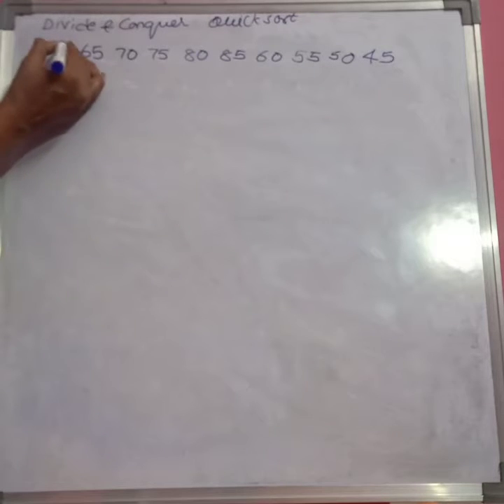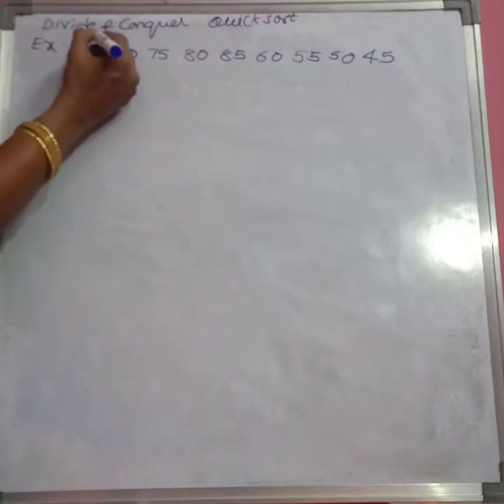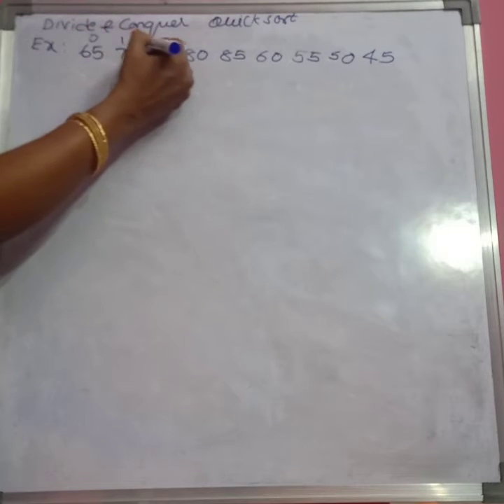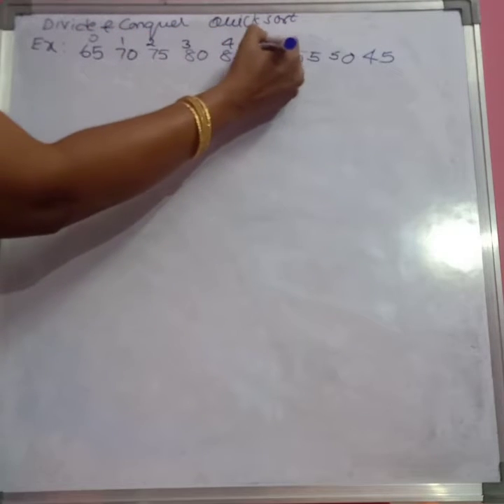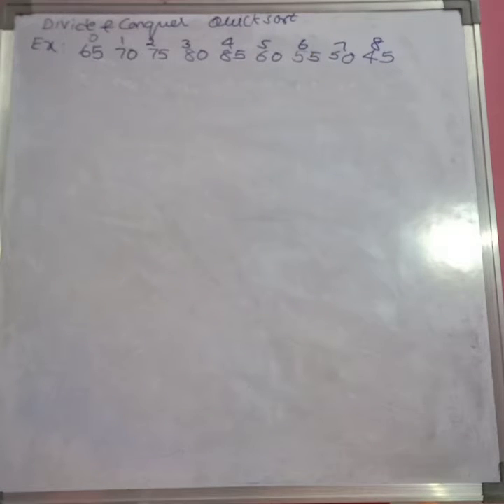To apply this, first I need to know the indexes of these elements. Array index will generally start from 0. So the index of the first element will start from 0, then 1, 2, 3, 4, 5, 6, 7, 8. So in total, 9 elements are there in that array. We need to sort those elements by using the divide and conquer approach, the quicksort technique.